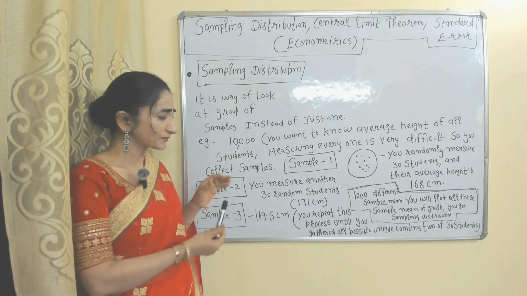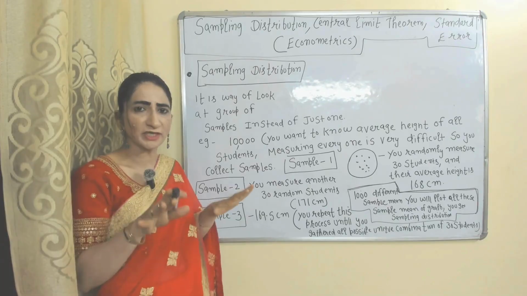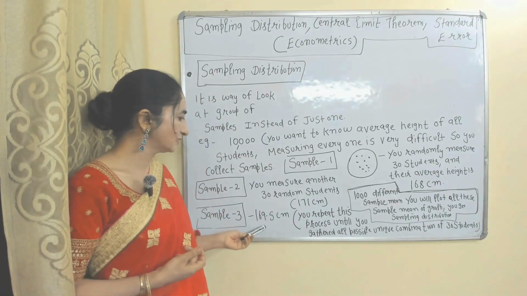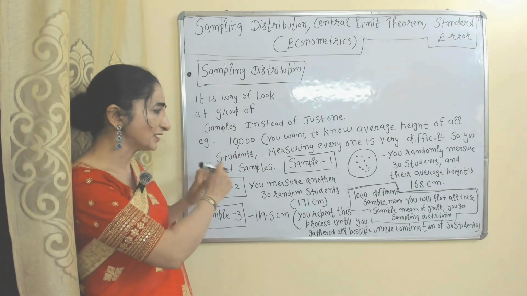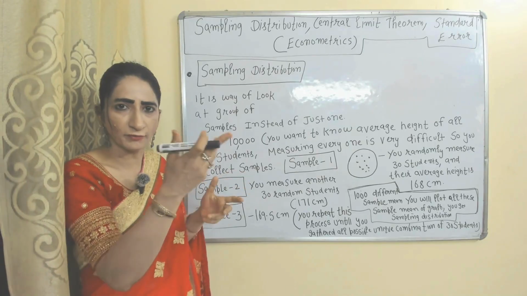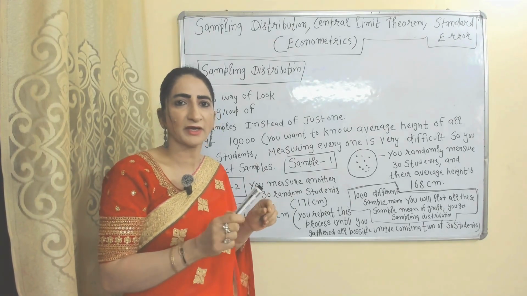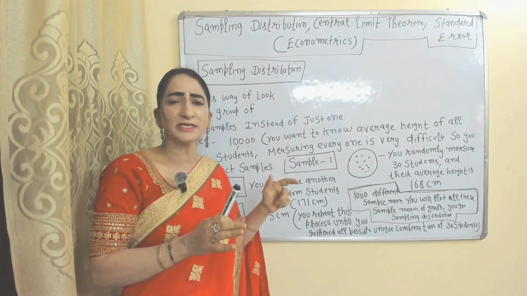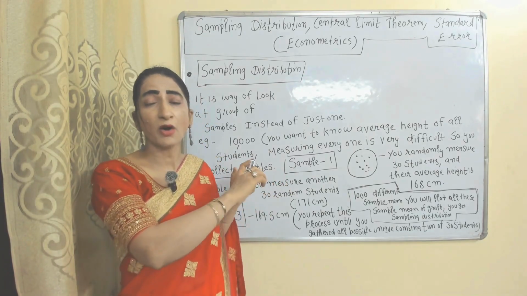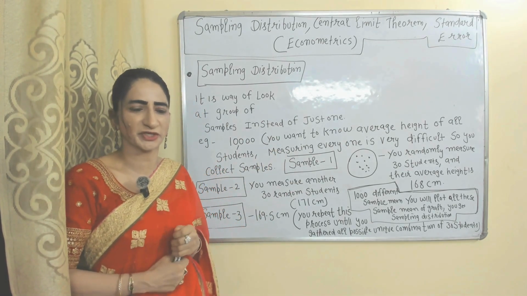169.5 centimeter. You will repeat this process until you gather all possible unique combinations of 30 students. This is a sample mean, this is a sample mean, this is also a sample mean. Similarly, now you have 1000 different sample means. What will you do with these sample means? You will plot all these sample means on a graph. When you plot all these sample means on a graph, your sampling distribution is ready. That means by plotting all these means on a graph, you will receive your sampling distribution.